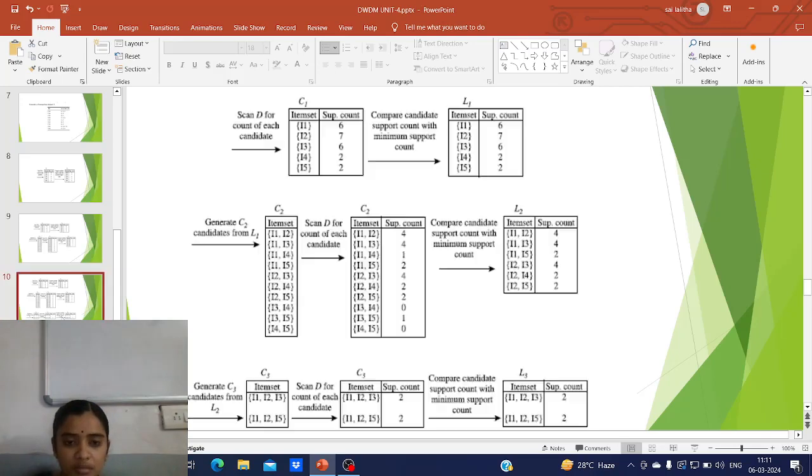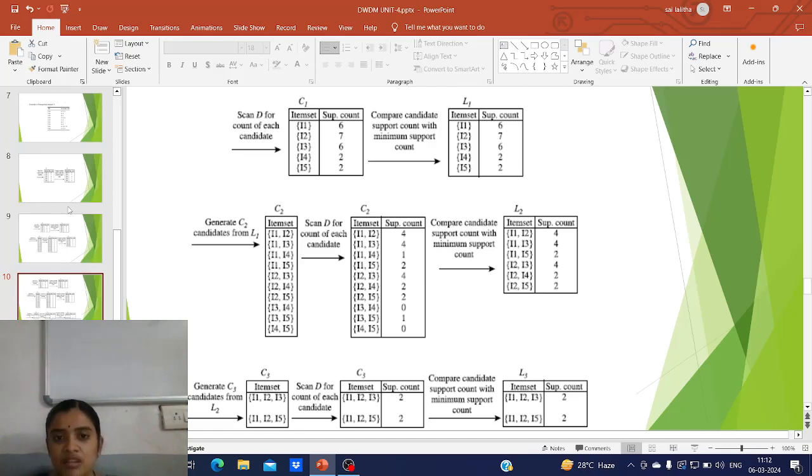So based on this, the frequent item sets are I1, I2, I3 and I1, I2, I5. These are the two item sets. These are the frequent item sets. So in the first step, you have to build the candidate item set.